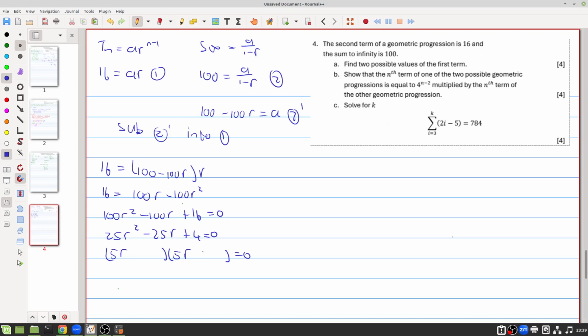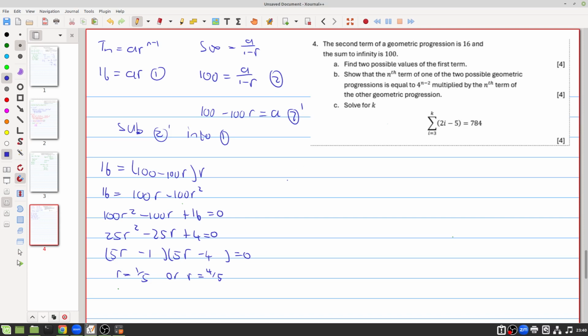And then we need minus 4 and minus 1. That's right. Okay, so that gives us r equals 1 over 5, or r equals 4 over 5. Okay, so now we have r. So now we need to find a still. So now we can put this into either one of our equations.